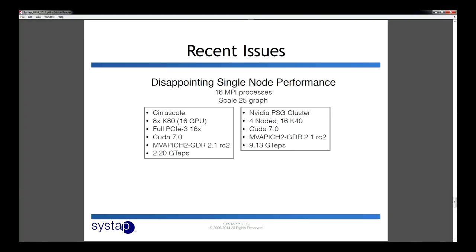Interestingly enough, I actually ran some results after I finished these slides with 8 K80s on the PSG cluster, on 2 Haswell nodes with 4 K80s each, and got better results than we had previously on K40s, which is surprising as K80s are actually slightly slower for compute.